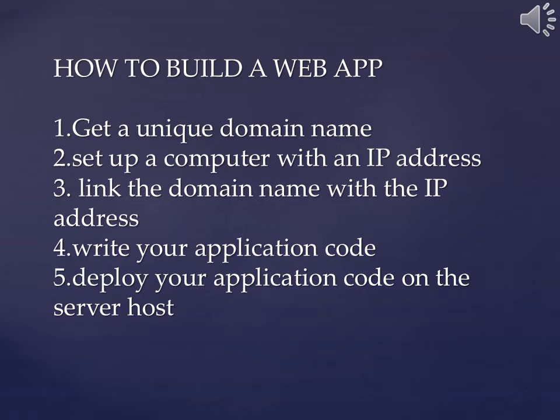So they can easily reach it. Coming to the second one, set up a computer with an IP address. It means we should have our own computer with a unique IP address which acts as a server. Our own computer acts as a separate server for our web app to run. The third one is to link the domain name with the IP address, and this is done by the DNS server. The fourth one is writing your application code, and the language you write it in is your choice. You can write in your own computer language. And the fifth one is that we should deploy our application code on the server host so that the web app runs on the internet.